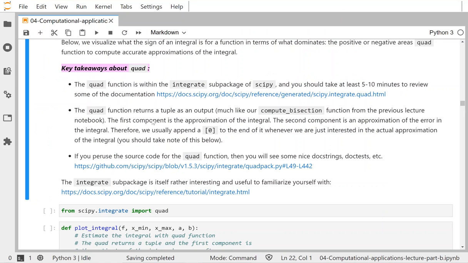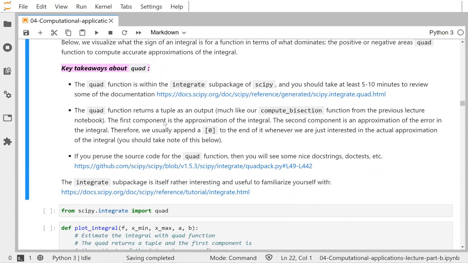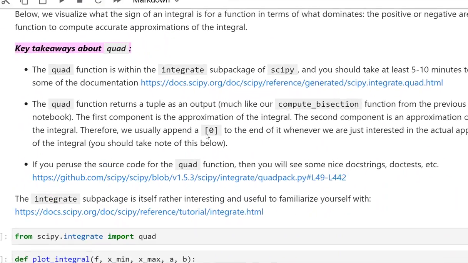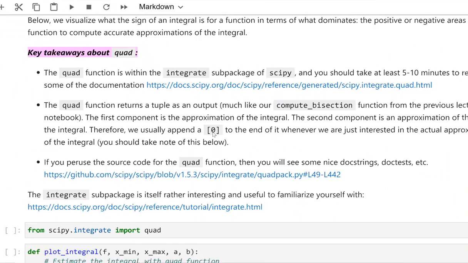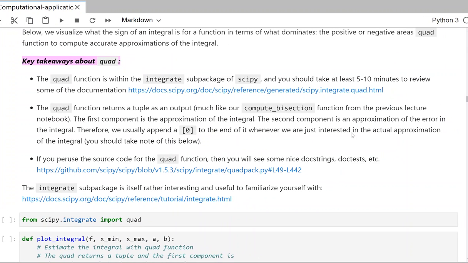The quad function returns a tuple as an output. It's much like our compute bisection function from the previous lecture notebook in that way. The first component is the approximation of the integral. The second component is an approximation of the error in the integral, because it's only an approximation of the error in our approximation of the integral. Therefore, we usually append a 0 in square brackets to the end of our calls to the quad function, so that we're just interested in the actual approximation of the integral. So you'll see this below.